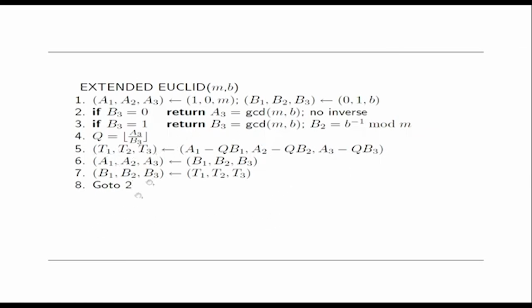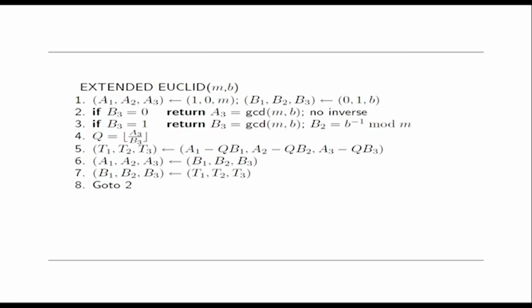We take the values T1 = A1 minus q times B1, T2 = A2 minus q times B2, T3 = A3 minus q times B3, and then we copy these: A1, A2, A3 are replaced by B1, B2, B3, and B1, B2, B3 are now replaced by T1, T2, T3, the new values of the temporary variables. Then again we go to step 2. Until B3 becomes 0 or 1, we continue this loop. Okay, so this is the pseudo code for finding the GCD, basically.